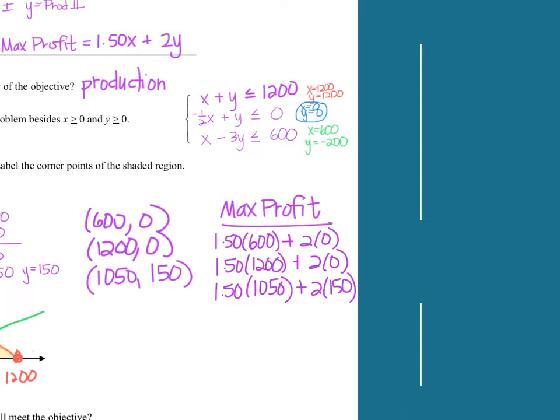And I'm kind of out of room, but I am going to just write it off the page. All right, that one, $1.50 times 600 is 900. Next one, $1.50 times 1200 plus 2 times 0, that's 1800. And the last one, $1.50 times 1050 plus 2 times 150 is 1875. And there we have it, our winning maximum value.